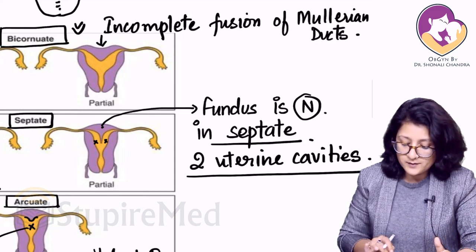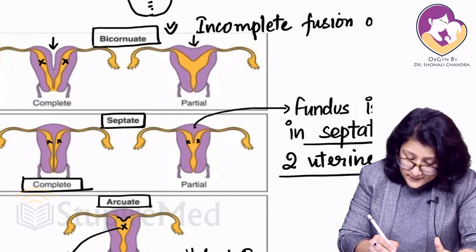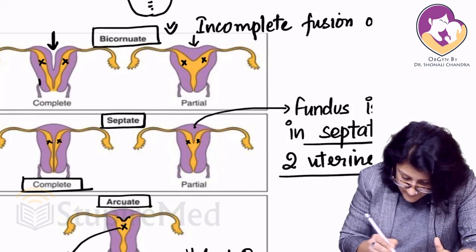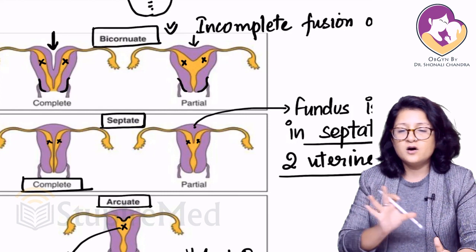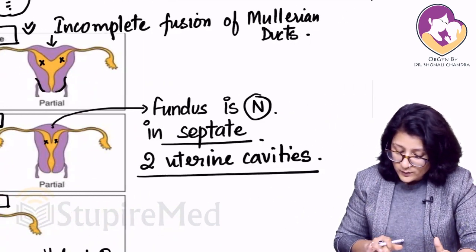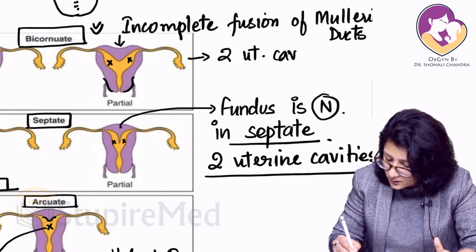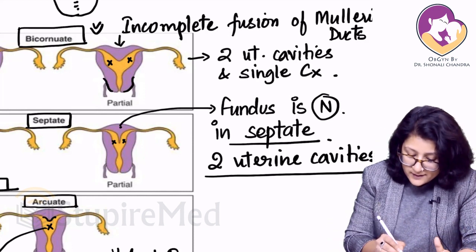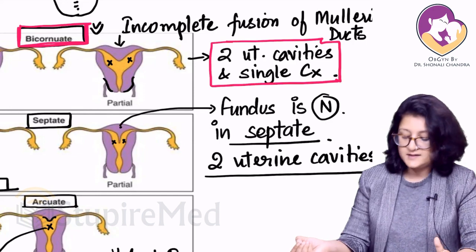When there is incomplete fusion of the Mullerian ducts, it is important to see that we have two uterine cavities, and there is a dip at the fundus. But there is a single body of the cervix. The terms bicollis and unicollis are no longer used anymore. It is a bicornuate uterus with a single cervical body. So very important, a bicornuate uterus has two uterine cavities and a single cervix.